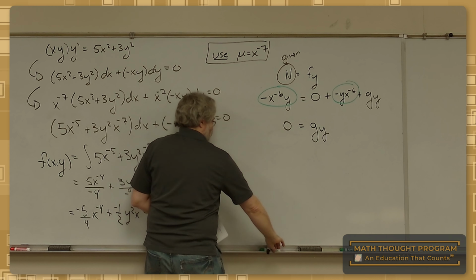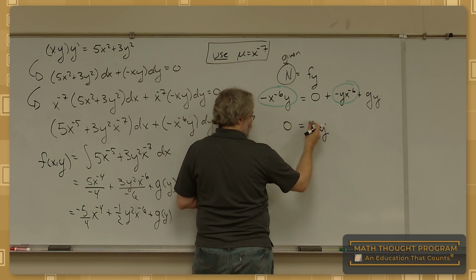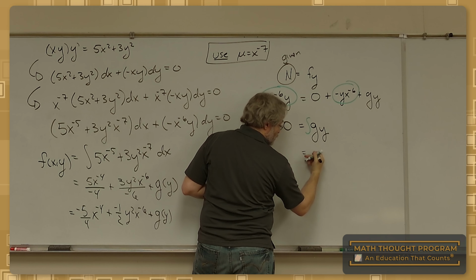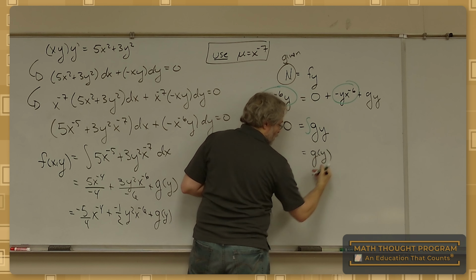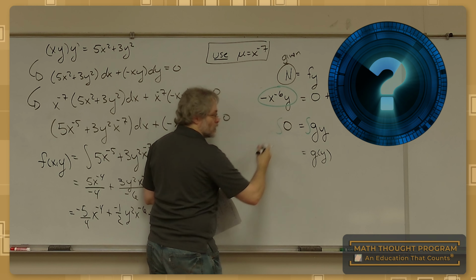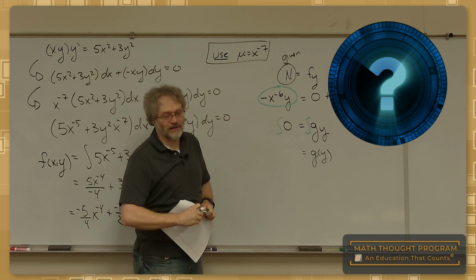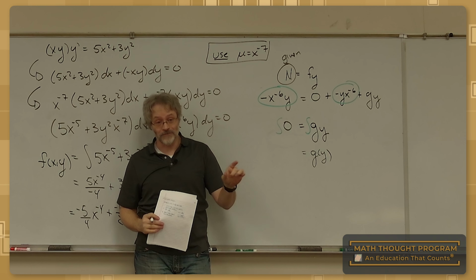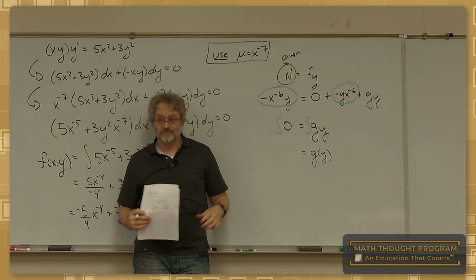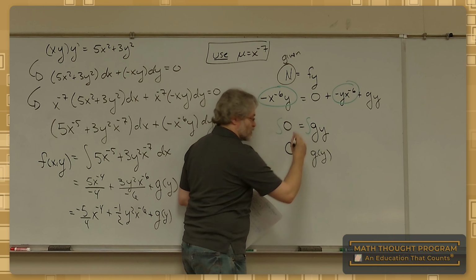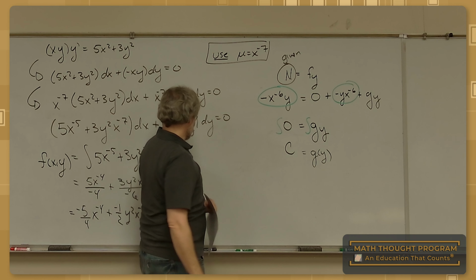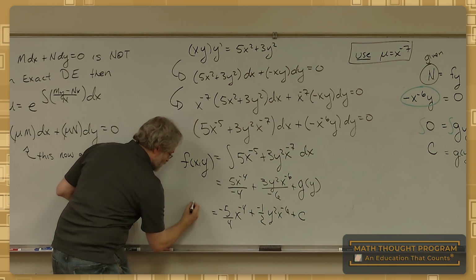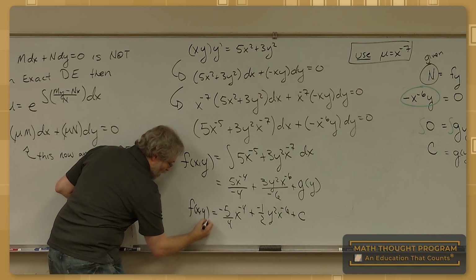So let me ask you this question. I know if I integrate g prime, I will get g back. So what is the integral of 0? It's not 0. What function, when you take the derivative, will give you 0? A constant. There's your c. So come back over here and update. And you just found the function f(x,y).